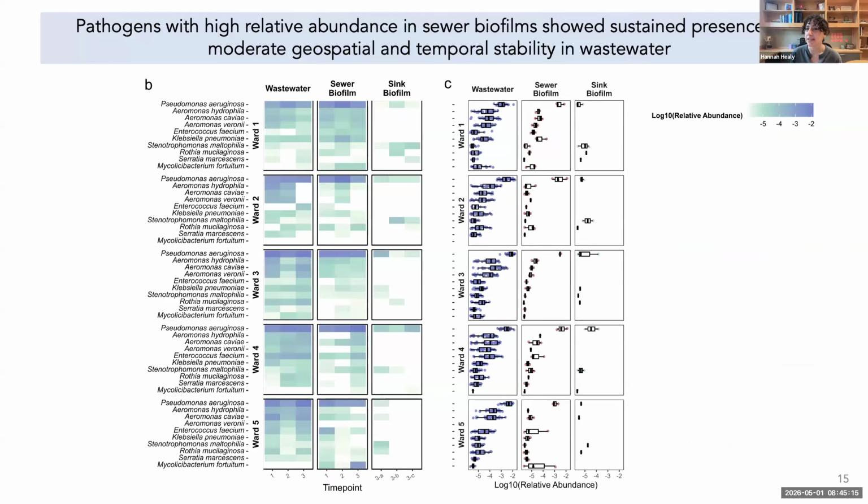We can also look at the relative abundance and temporal and geospatial stability of these pathogens that we were observing. So Pseudomonas aeruginosa was the most abundant pathogen, both in wastewater and in sewer biofilms across all of our wards. It had fairly stable concentrations over the different time points of the study. And then you can see distributions of all of these pathogens over here, where again, the distributions look fairly consistent across the wards and between wastewater and sewer biofilms.